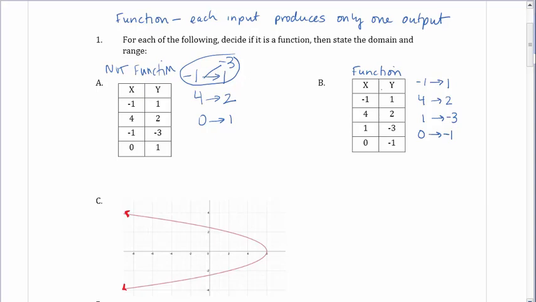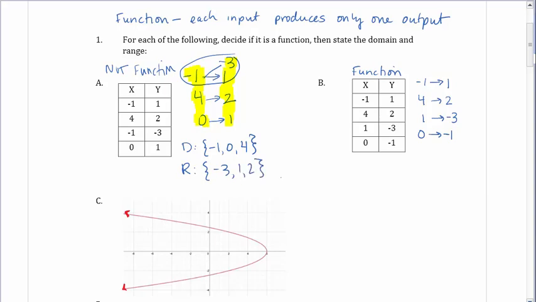And then when you're given things in tables, what you want to remember is that the domain is the set of x values. So it's basically these things here that the arrows are leaving, and the range is the set of y values, so it's these things over here. And if there's repetition, you don't have to list them twice. So in this case, the domain is just -1, 0, and 4, and the range is -3, 1, and 2.